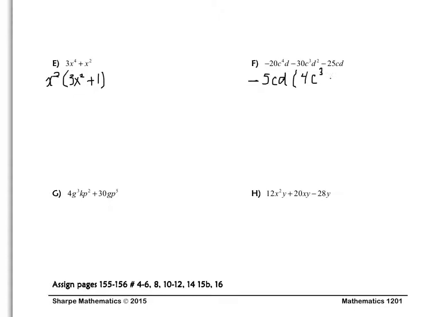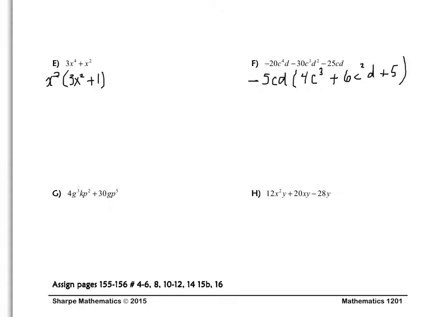So then you move to the next term, and it's going to be a plus, because you've taken the negative 5 out, so it's going to be 6. Negative 30 divided by negative 5 is 6. You've taken one of the C's out, so there's still a C squared left. And you've taken one of the D's out, so there's still a D left. And then the last term, you've taken the negative out, and 25 divided by 5 is 5, so it's going to be plus 5. And you've taken the C and the D out, so that's done.